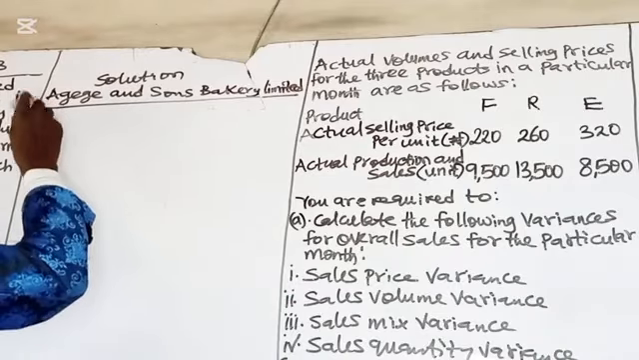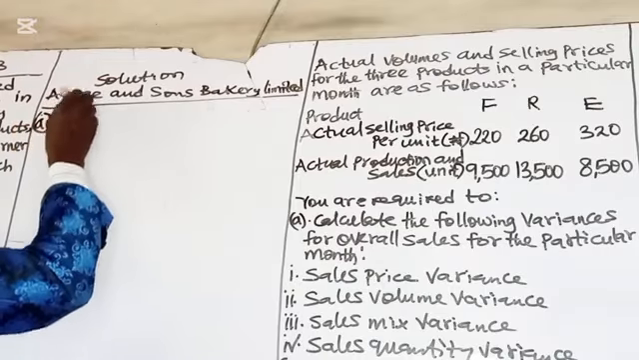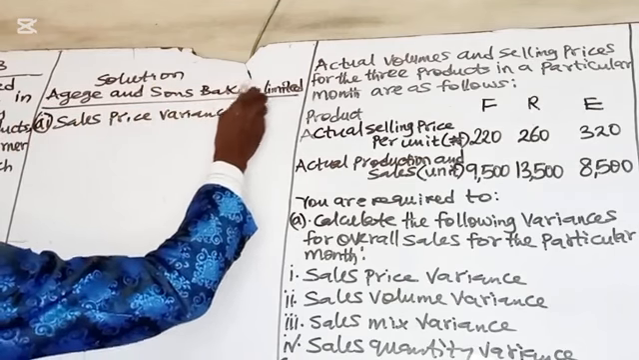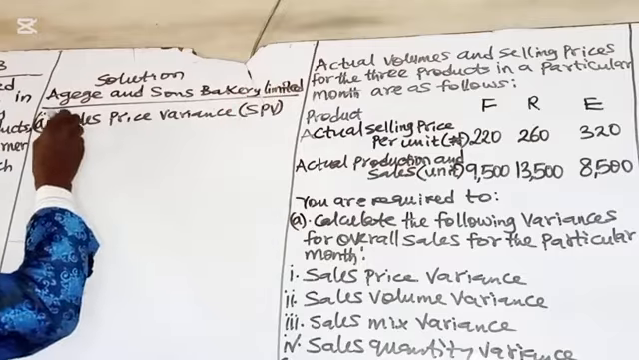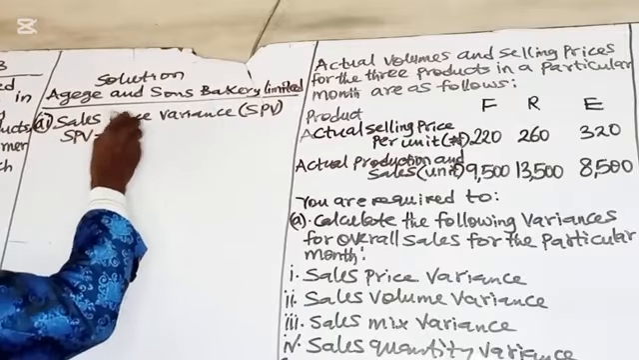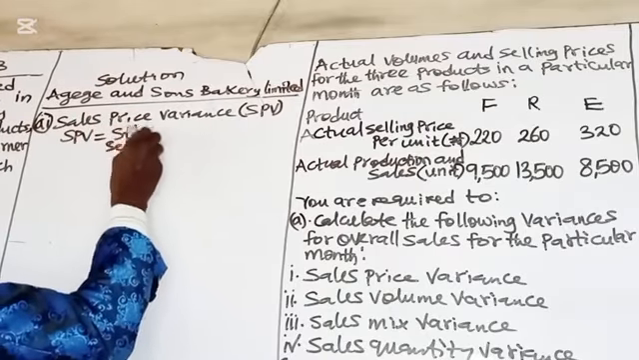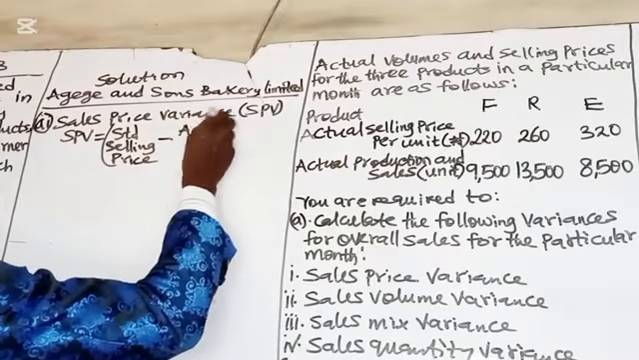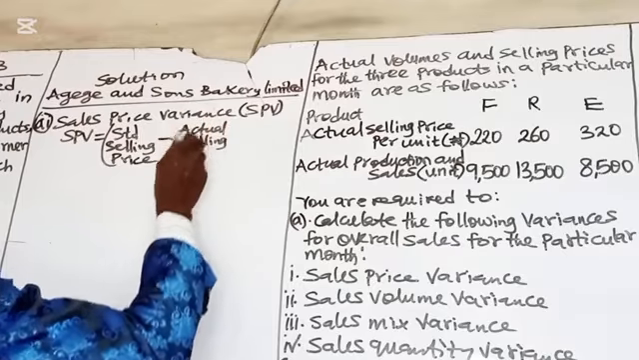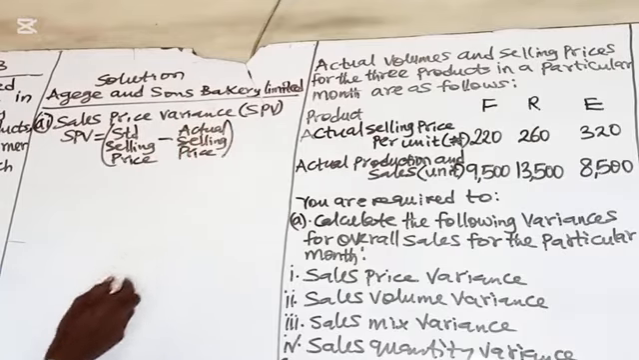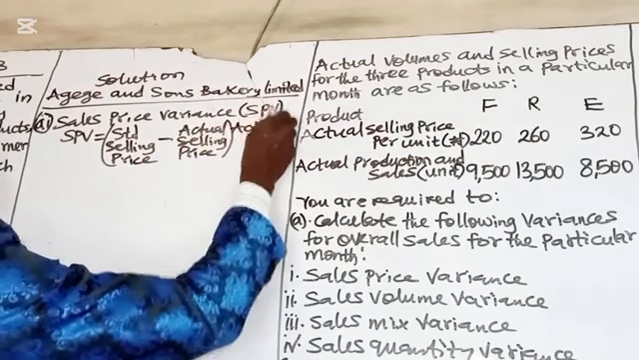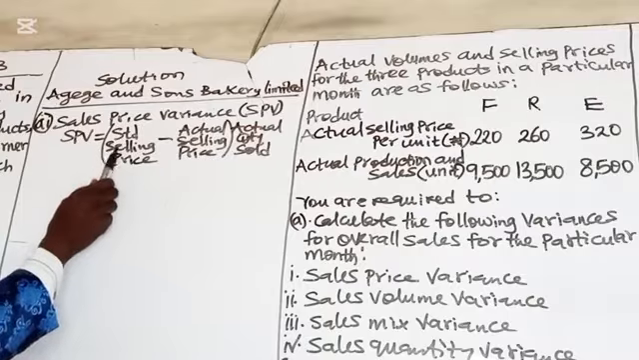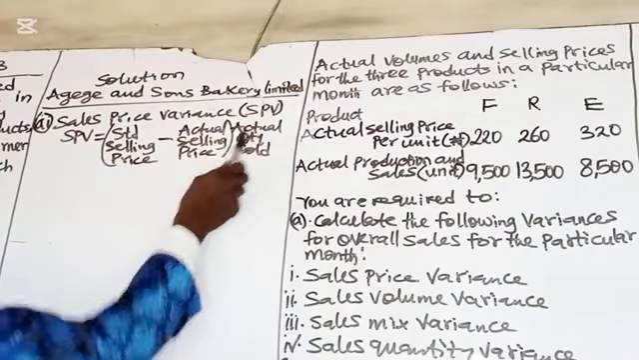1. A1, sales price variance. Sales price variance equals standard selling price minus actual selling price multiplied by actual quantity sold. Sales price variance equals standard selling price minus actual selling price multiplied by actual quantity sold.